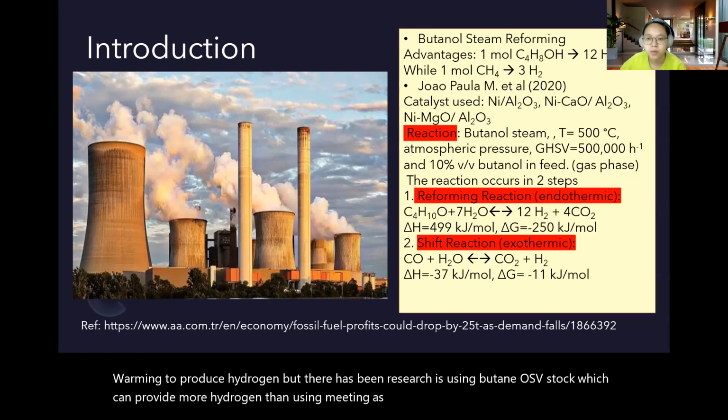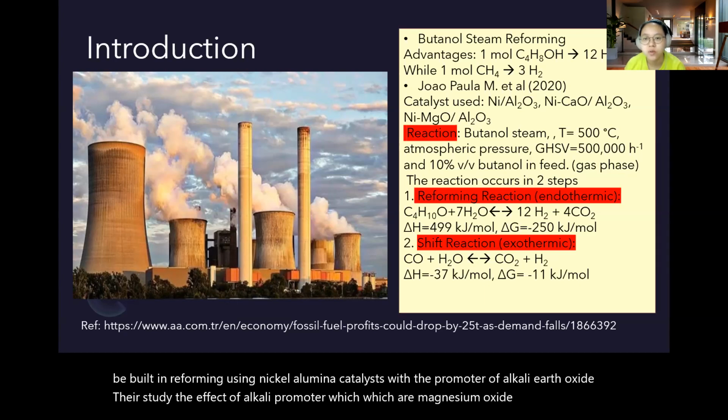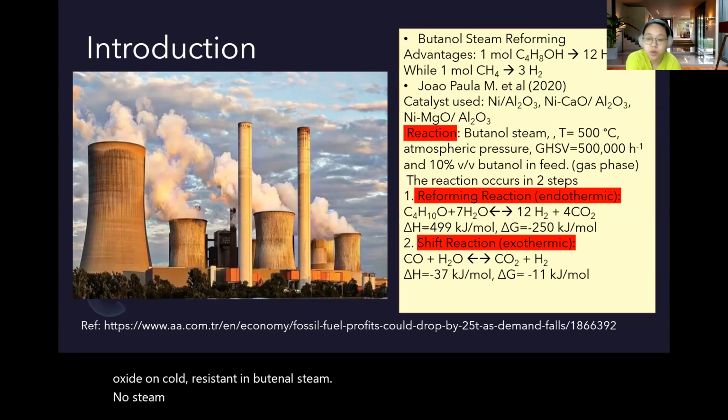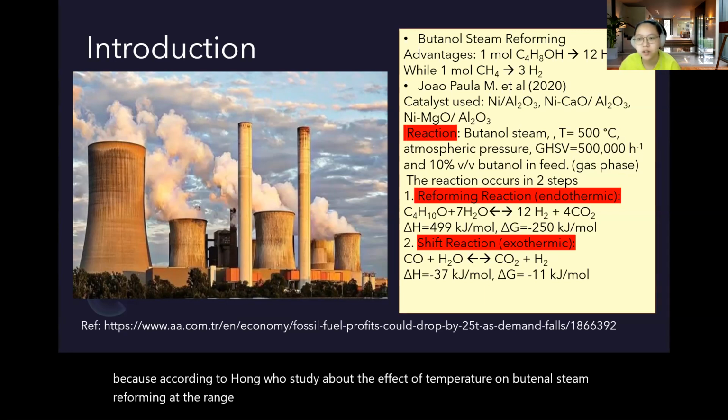And there has been a study about butanol reforming using nickel alumina catalyst with the promoter of alkali earth oxide. They study the effect of alkali promoters, which are magnesium oxide and calcium oxide, on coke resistance in butanol steam reforming. The reason for using the temperature of 500 Celsius is because according to Hong, who studied the effect of temperature on butanol steam reforming in the range of 400 to 800 Celsius, they found that with the increase of the temperature, the hydrogen yield will increase.